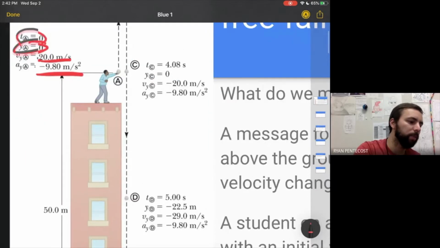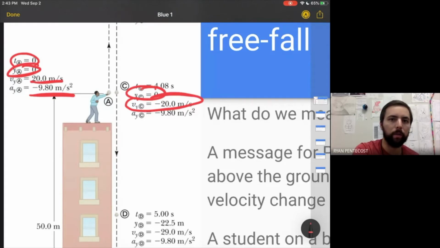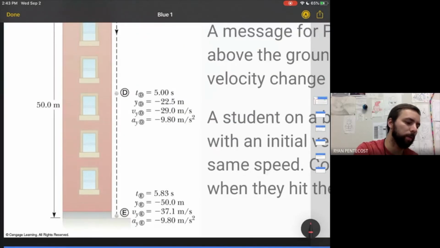Then when the object returns, the height is 0, back to the same height that we started at, but now the velocity is negative 20 meters per second. That's implying that when you throw something up, when you return back to the same height that it was thrown from, you have the same speed, but in the opposite direction. Then as we continue going, at part D, we are actually exceeding the 20 that we had there.